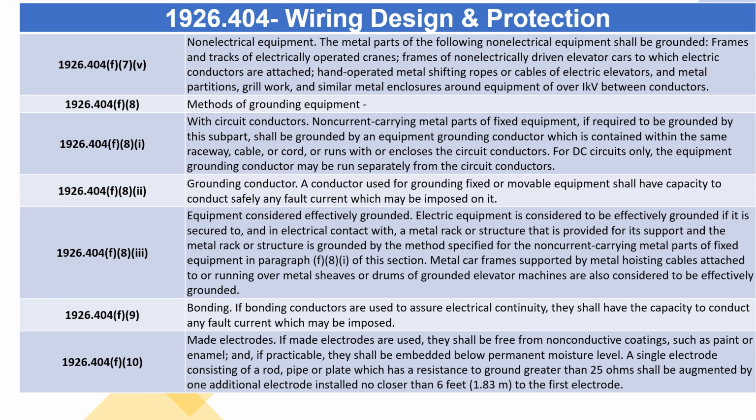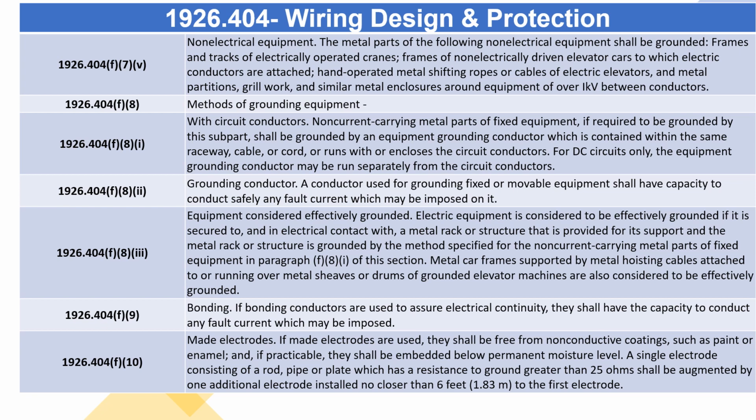1926.404 F8. Methods of grounding equipment. 1926.404 F8I. With circuit conductors. Non-current carrying metal parts of fixed equipment, if required to be grounded by this subpart, shall be grounded by an equipment grounding conductor which is contained within the same raceway, cable, or cord, or runs with or encloses the circuit conductors. For DC circuits only, the equipment grounding conductor may be run separately from the circuit conductors.